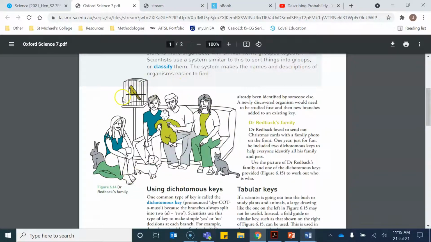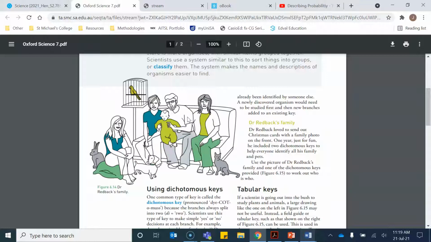You don't need to draw the picture. If you really wanted to and you were keen, you could print out that picture, cut it out and stick it into your book. Otherwise, you could just write rabbit, and then label the rabbit's name, bird, and you could write the bird's name, dog, etc. And then you could find some ways of describing the people, and I'd like you to classify each of those people.